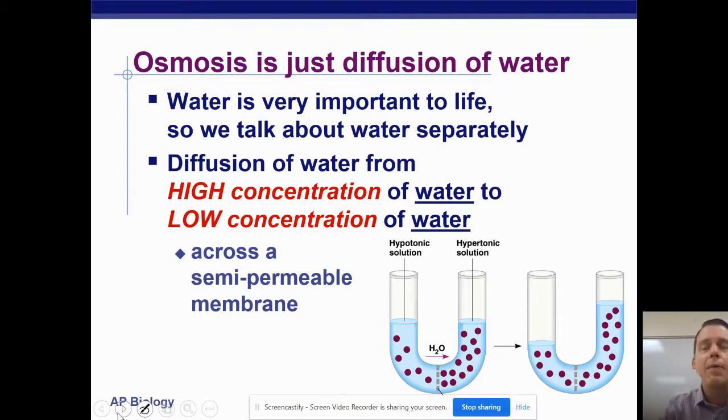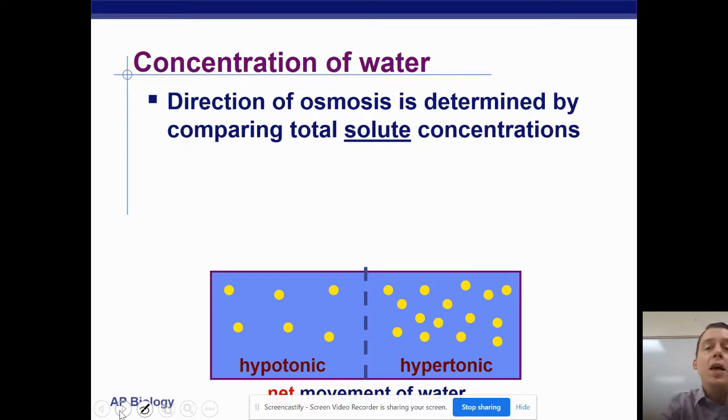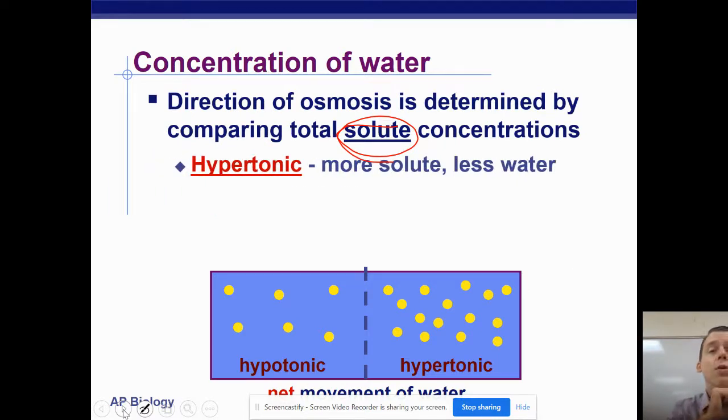Does anybody remember the name of the channels that allow water to flow through? Those channels were called aquaporins, and that's because water can't very easily get through the bilayer without them. The direction of osmosis is determined by comparing the total solute concentration. Now, you're going to have to keep very careful track of whether we're talking about solute or about water. So make sure you understand the difference between those as we go through this. We are comparing solute concentrations to help tell us how osmosis is going to work.